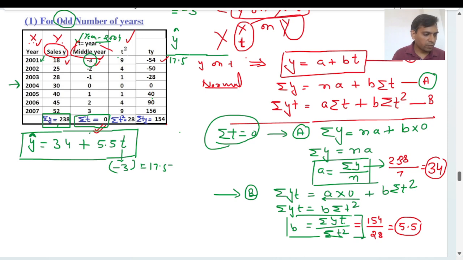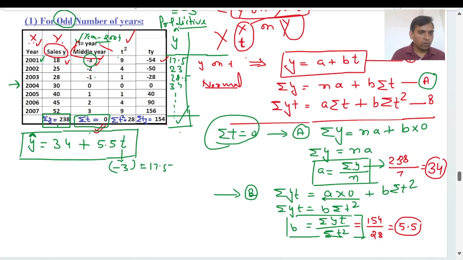Now we can put t equals minus 2, so we will get this value as 23. If we put minus 1, then we will get 28.5. And when we put t equals 0, then we will get 34. So we will get all these values in that way. These values are considered as predicted values.